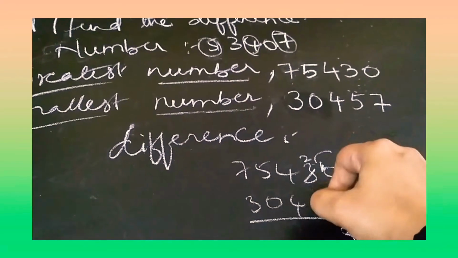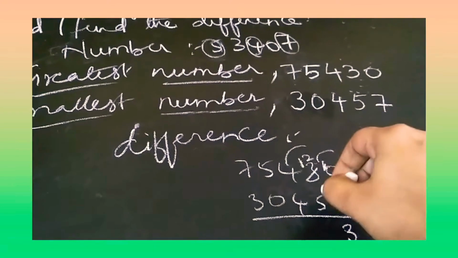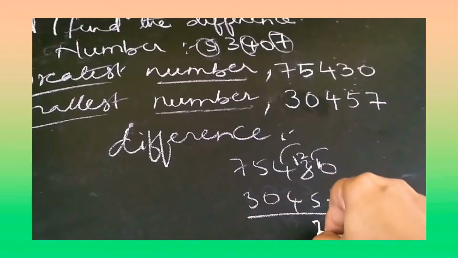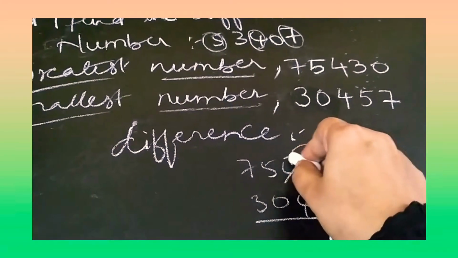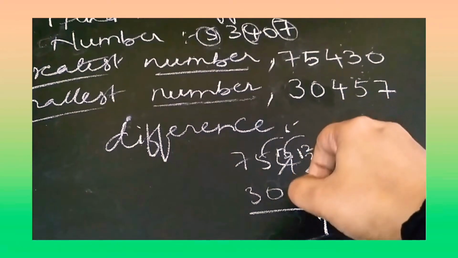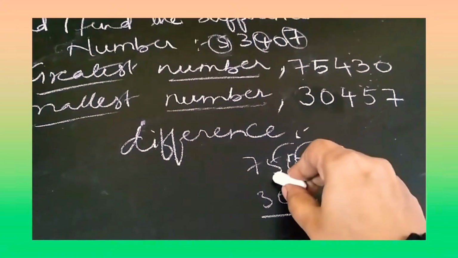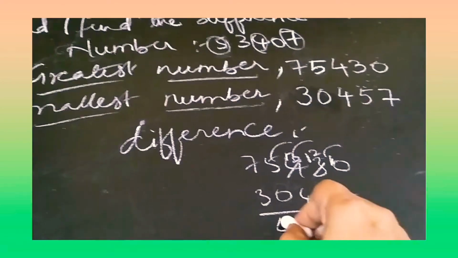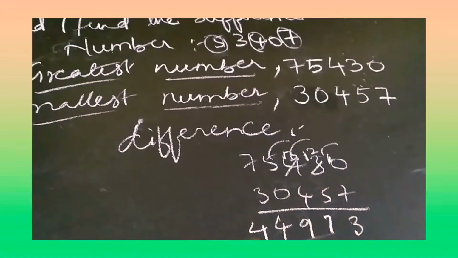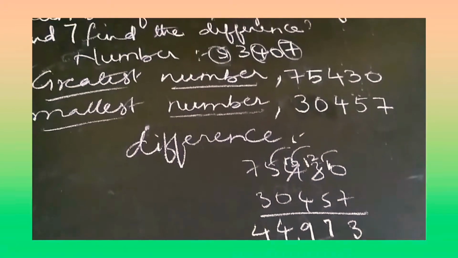Again 2 minus 5 we can't do, so we have to take one more borrow here. 12 minus 5 is 7. Again here 3 is there, make it 13. 13 minus 4 is 9. Again 4 is there here. 4 minus 0 is 4. Again 7 minus 3 is also 4. It is 44,973.